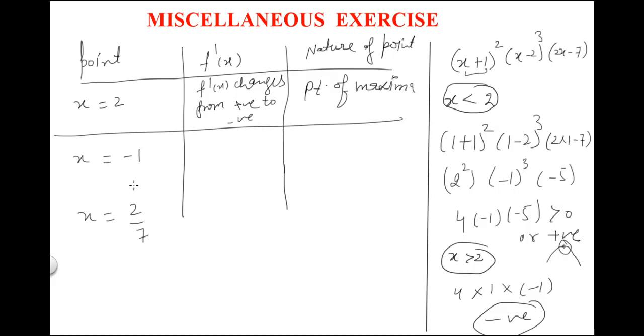Clear? Now you will check for minus 1. Just put a value less than minus 1 and greater than minus 1 in the function. Find out whether it is changing sign, and if it does not change the sign at all, you say that point is a point of inflection. Similarly, check for 2 divided by 7. Clear? This is how we are going to identify the points. Very easy. First of all, we did the differentiation. Then putting that equal to 0, we found the critical points, and then at those points, using the first order derivative test, we are calculating whether the point is a point of maxima, minima or inflection.